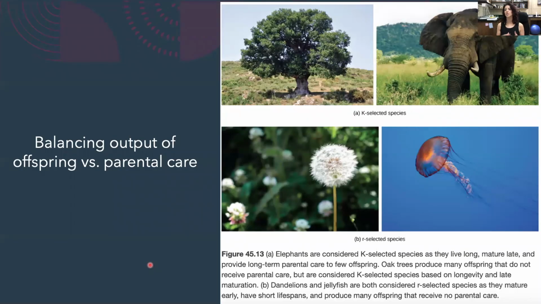So this all comes down to balancing output of offspring versus parental care. And so here we have an example of two K-selected species which live long, mature lives, and they produce few offspring. Here we have the R-selected species like dandelions or jellyfish because they have short lifespans and they produce many offspring that have no or little parental care. Again, K-selected meaning carrying capacity selected, R meaning they're trying to boost their population growth rate.